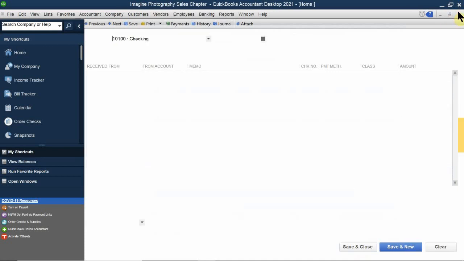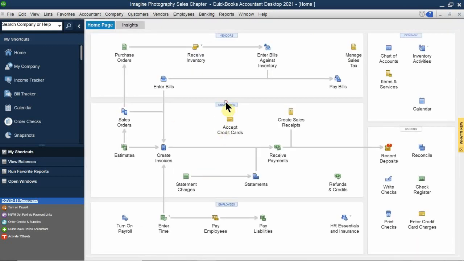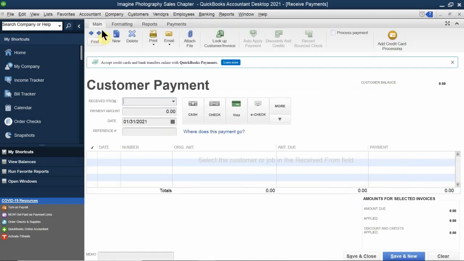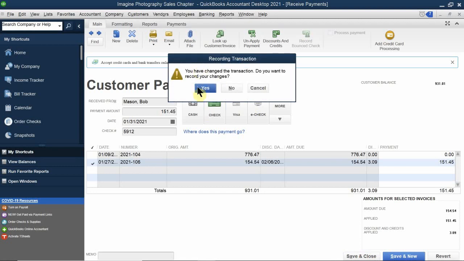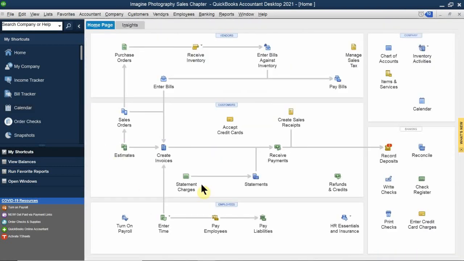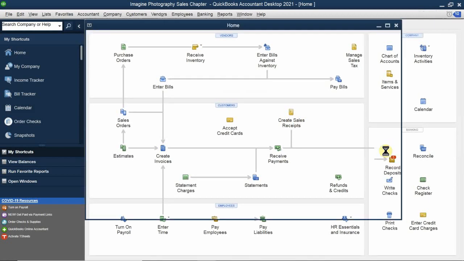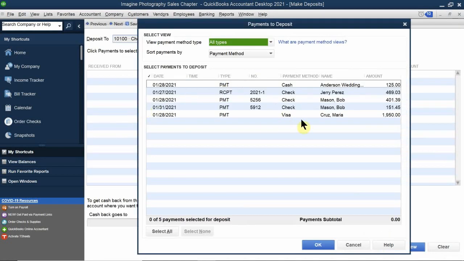So, for any reason that you accidentally make a mistake, you can just go back to the customer center. Or in this case, you could click receive payment, since Bob Mason was the last person that you received a payment for. And here, I forgot to check that he actually wrote a check. That's completely fine, and then I'll be able to save and close. Okay, well, you made changes. Obviously your deposits won't change. However, when you go back to it, now I actually have 3 checks, 1 cash, and 1 Visa payment. That should be the correct one.